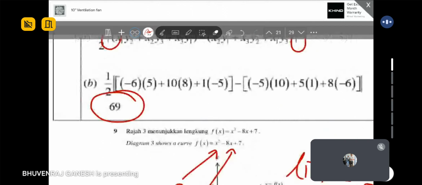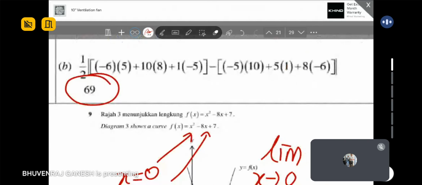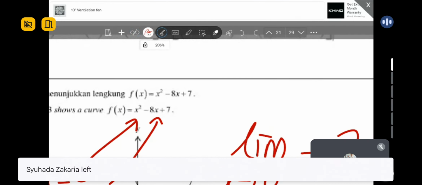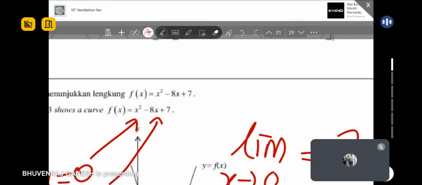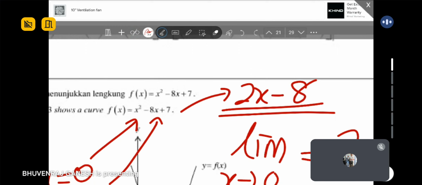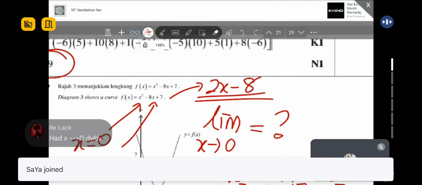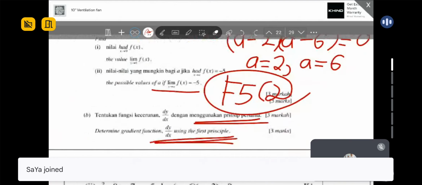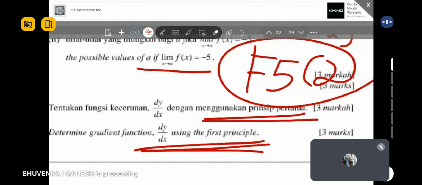Okay, so now you have your function already. Kamu ada fungsi. So basically, guys, you can do a trick. You just try to differentiate it normally. Bezakan macam biasa saja. Your answer is 2x minus 8. Am I right? Kalau kamu bezakan guna kaedah biasa, 2x minus 8. So when you do first principle, you can check your answer. Kamu boleh check sama ada jawapan betul ke tak.